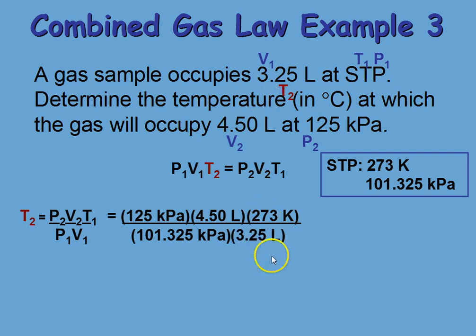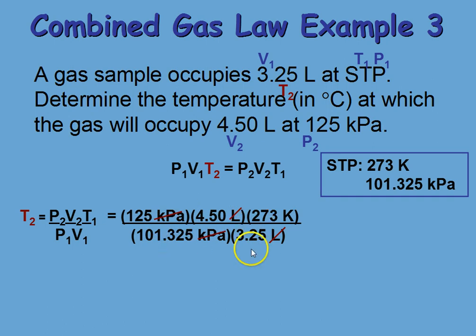I should be okay with units. It looks like the volumes are consistent, as are the pressures. That leaves me with a Kelvin unit for temperature, and that is again the only unit that I can come out of a gas law equation with for temperature. I have to solve for it in Kelvin, even though I'm starting with Celsius.